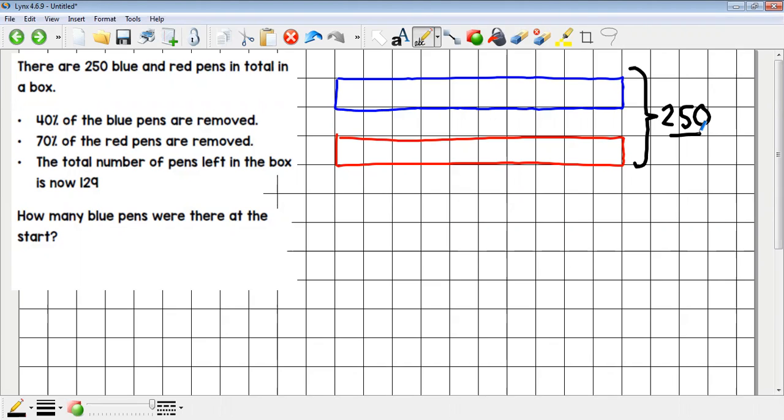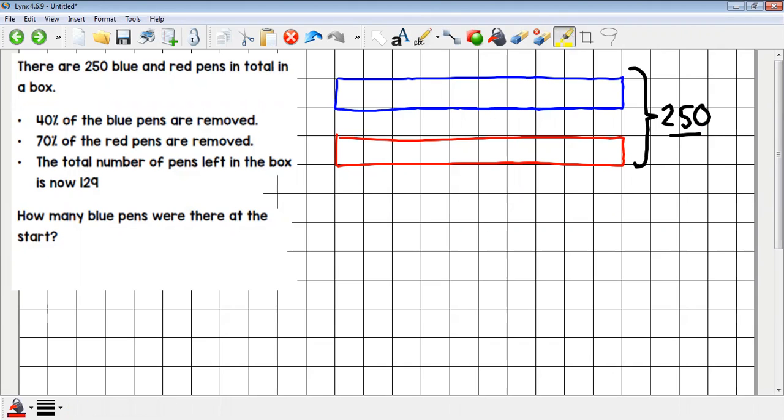We can't just divide 250 by 20 because there are an uneven amount of blue and red pens, so we can't equally share. But we do know that altogether, these 20 do make 250, which we're going to need to know in a second. Okay, so let's have a look.